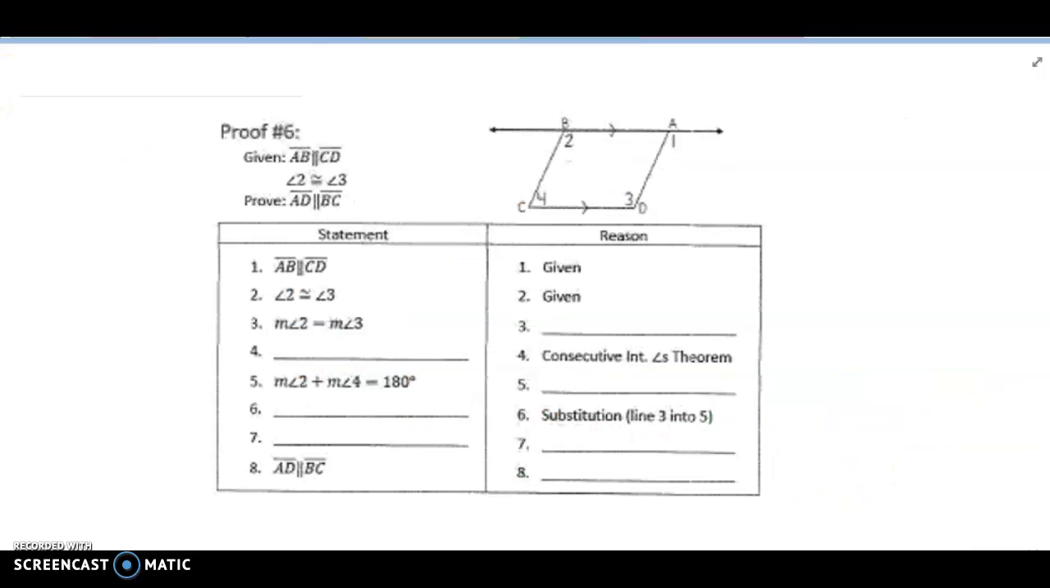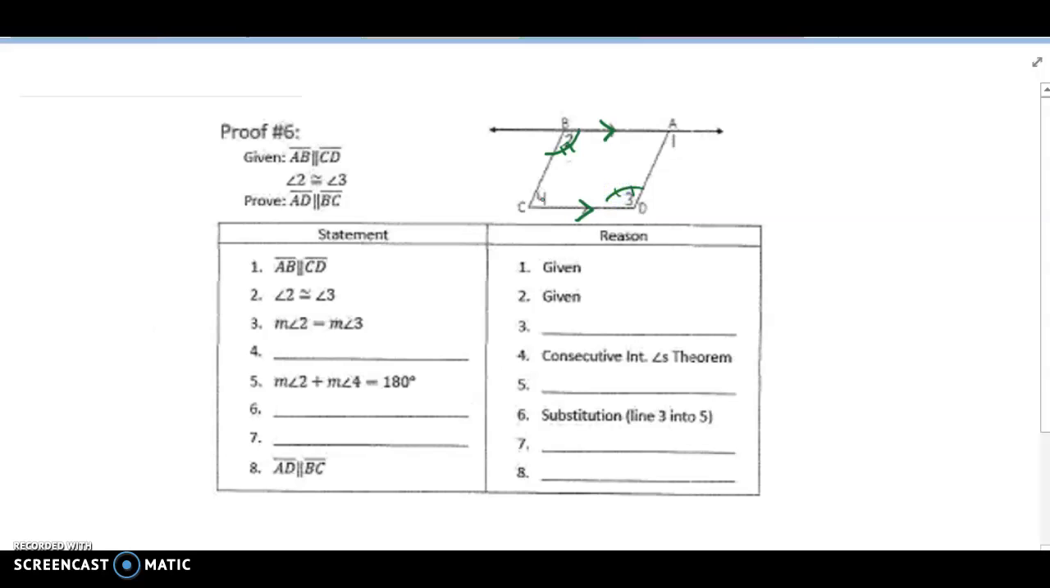Alright, I know this is kind of out of order in the number of the proof, but we're just going to go through the way the packet is printed, which had to be printed that way so you can fold them all together and it fits nicely. But so we're going to jump to proof number 6. Okay, so we're given that AB is parallel to CD. They marked that for us. And then we're also given that angle 2 is congruent to angle 3.